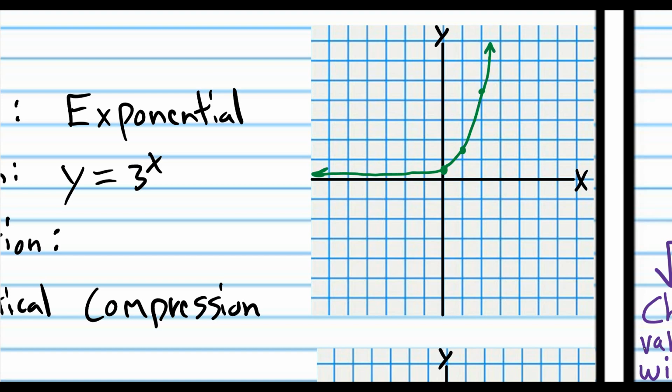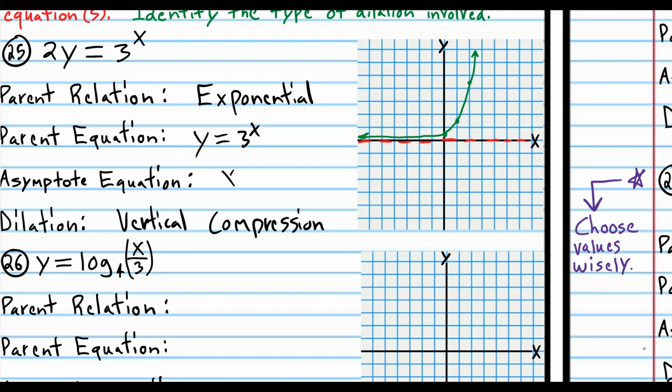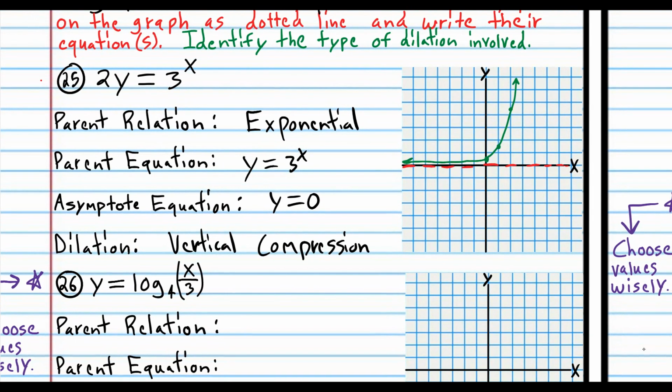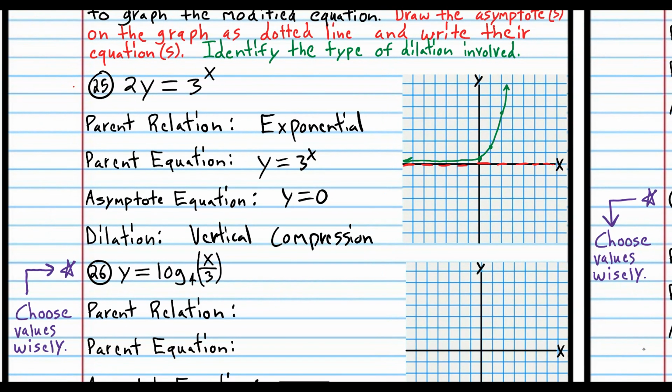And as you can see, the asymptote didn't really change. So we can draw that dotted asymptote on the x-axis, and the equation of the asymptote is y is equal to 0. And that's that graph. So the same thing happens over here. These values just get closer to the x-axis. It's a vertical compression.